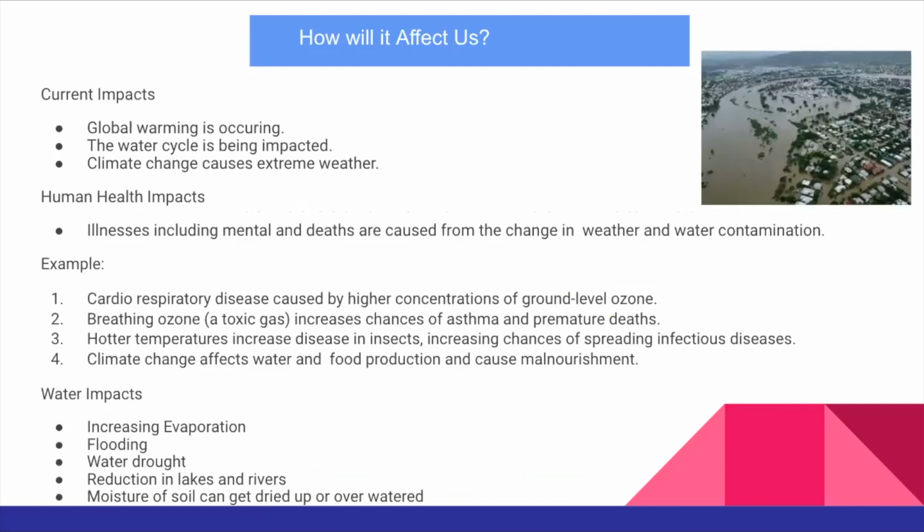Some impacts that climate change is causing are alterations in temperatures, the water cycle, and the weather. People experience illness and death due to climate change, especially in less developed or impoverished areas. Some examples are cardiorespiratory disease, asthma, premature deaths, malnourishment, and hotter temperatures increase disease in insects, increasing the chances of spreading infectious disease. When it is too hot, water evaporates, and some countries experience terrible floods and water droughts.